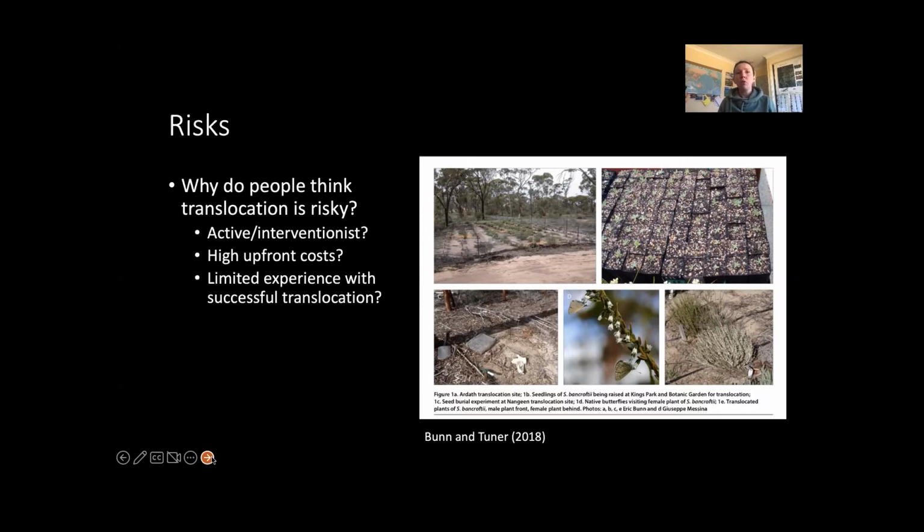And people might have also thought that translocation was risky because they'd had limited experience with successful translocation. Of course, through fora such as this one, people are learning about more successful translocation experiences, and of course with the wonderful updated guidelines, people can see plenty of examples of successful translocation.